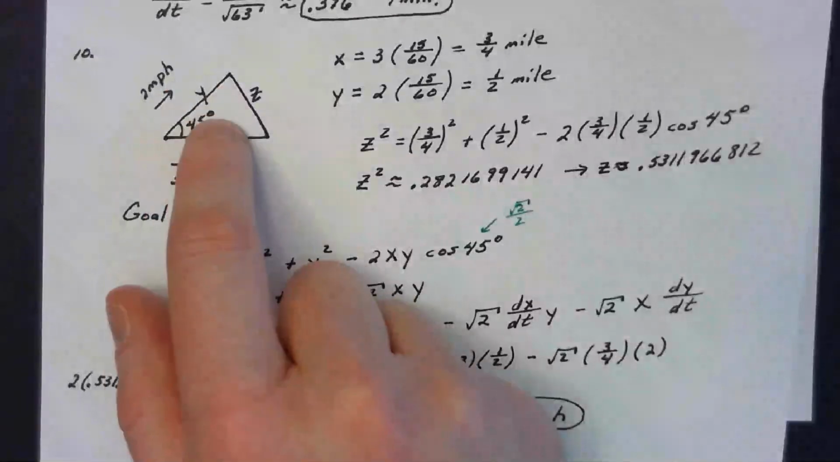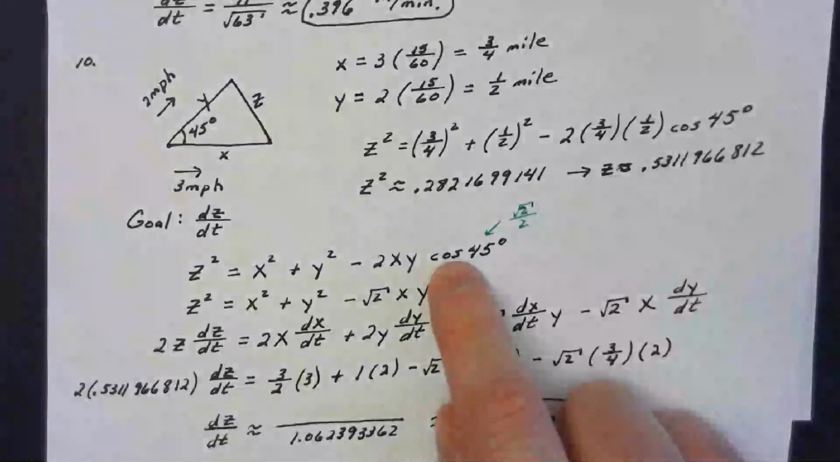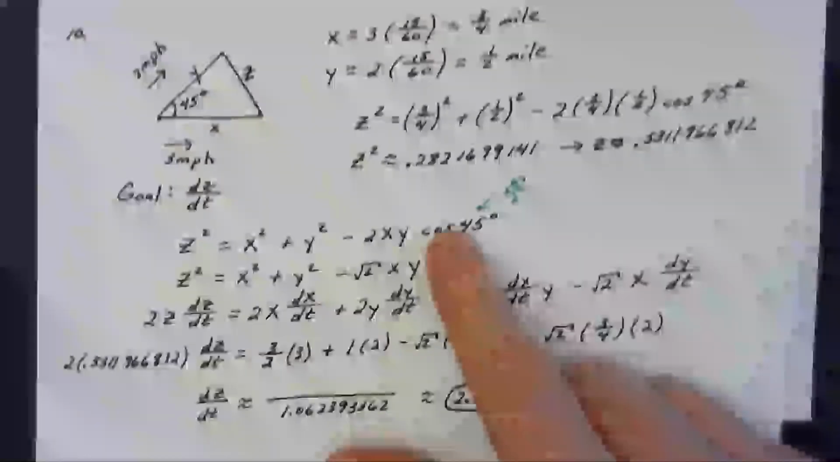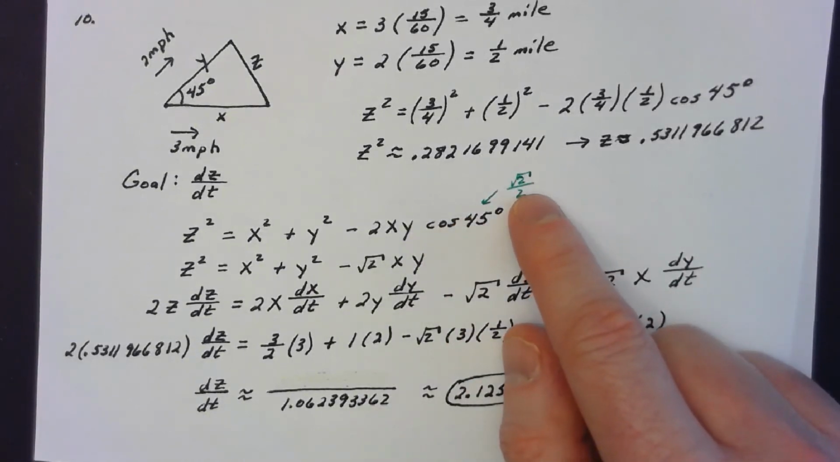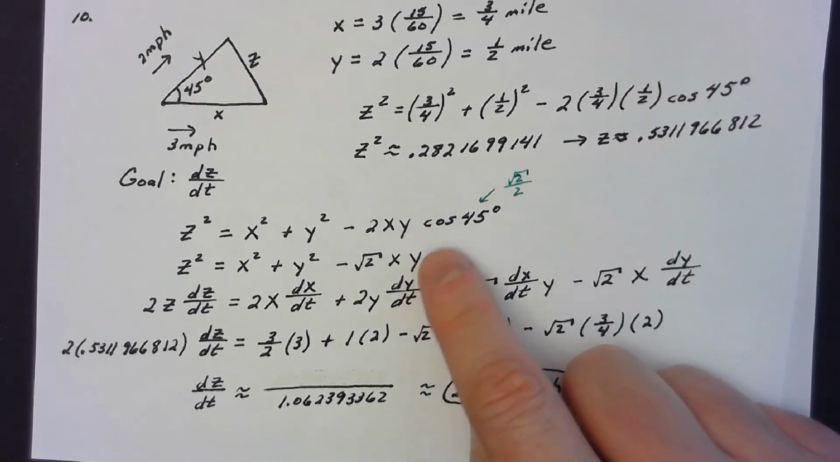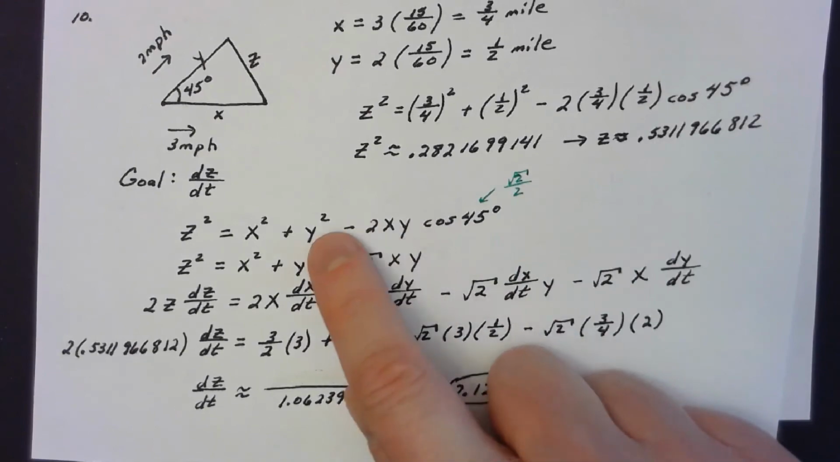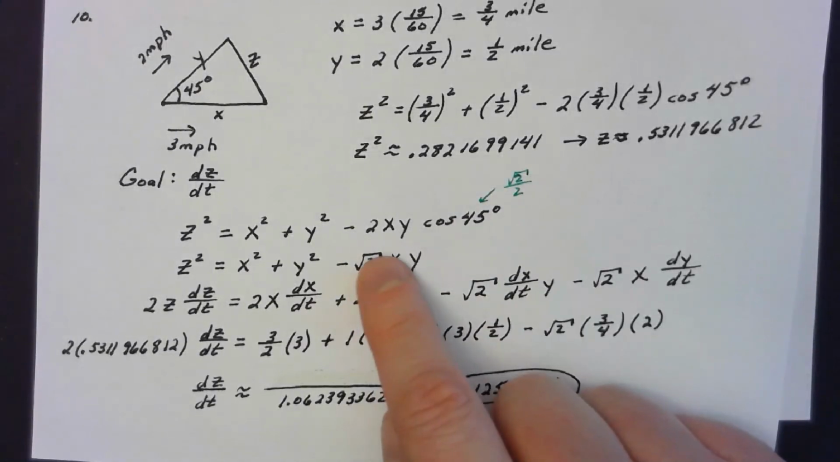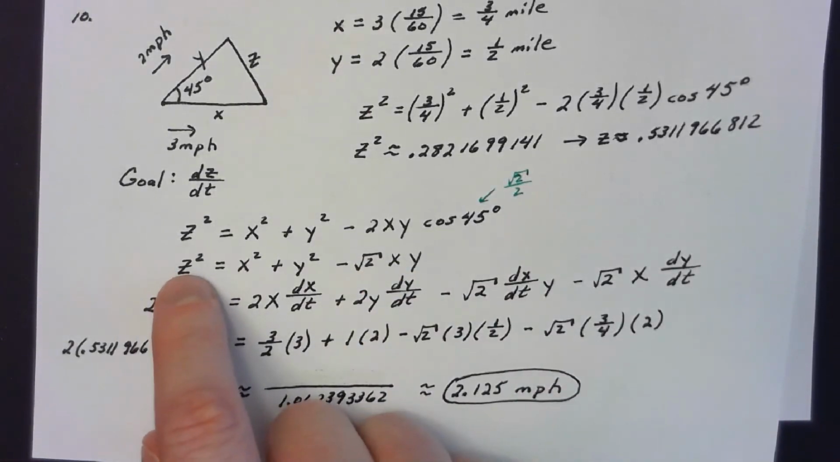But the angle between them, that's not changing, so I can go ahead and plug in the cosine of 45. And rather than getting a decimal there, I would prefer you just keep in mind the cosine of 45 degrees, that's just the square root of 2 over 2. So I plug the square root of 2 over 2 in for that in this next step. That 2 and this 2 cancel, and I just had minus the root of 2 xy for that third term on the right-hand side. Now at that point, I just took the derivative.